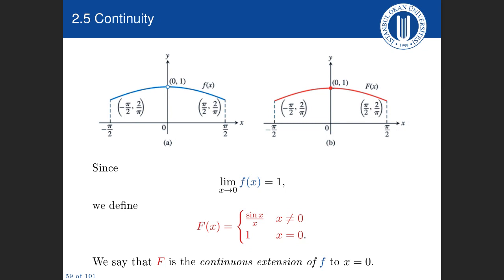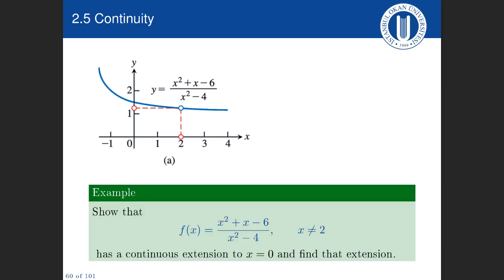So continuous extension just means writing down something like this. Capital F is equal to small f on the domain, and every time we have a hole, we're going to give a number to capital F so that capital F is continuous. Sometimes we can do that, sometimes we can't.